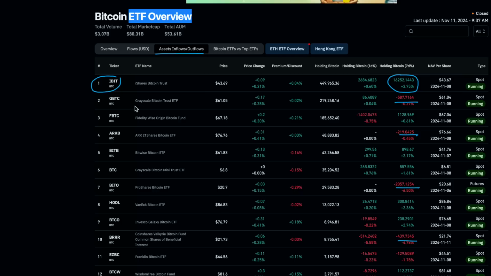But something of note is that the Grayscale Bitcoin Trust, which was losing quite a lot of their Bitcoins, most of those are now being picked up by the lower fees of their own Grayscale Bitcoin Mini Trust ETF. So while they've lost 587 from the major one, most of that's been picked up by their mini ETF. But certainly, on the whole, the ETFs are still powering ahead with large amounts of inflows.